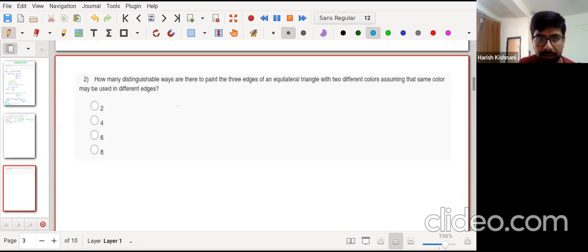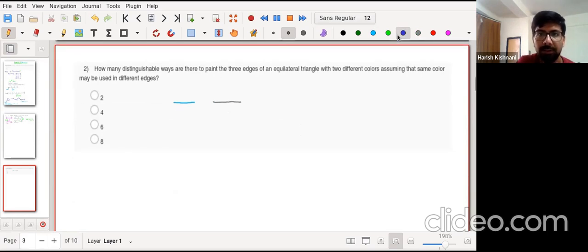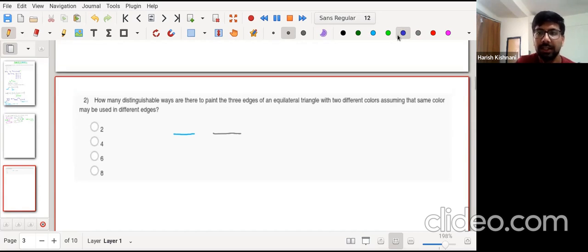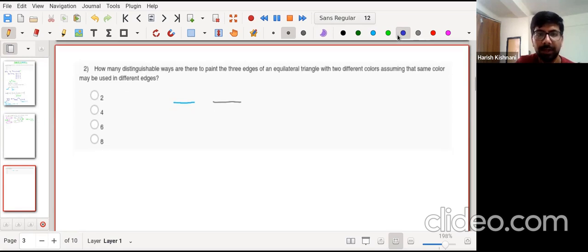Say we have two colors. First, this color, and let me choose a dark one so that it's easily distinguishable, and this one. Okay, so these are our two colors. So we need to color an equilateral triangle with these two different colors, assuming that the same color may be used in different edges. So there is no restriction. We can either use the same color for all the edges, or we can use different colors for the edges. So in how many ways can you do that?